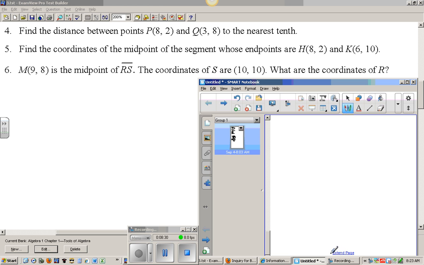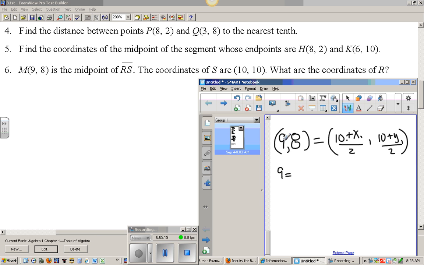And finally, number 6. Here, number 6 is asking us to find one of the coordinates. We're given that the midpoint is at 9, 8, and one endpoint, S, is at 10, 10. We're looking for the other endpoint. So if I know the midpoint of 9, 8 equals my formula, recall we're going to have 2 different equations to find my 2 different coordinates. Now I can go in here and I can substitute. My point is at 10, 10, so I'm just going to replace that. 10, 10 is my endpoint.